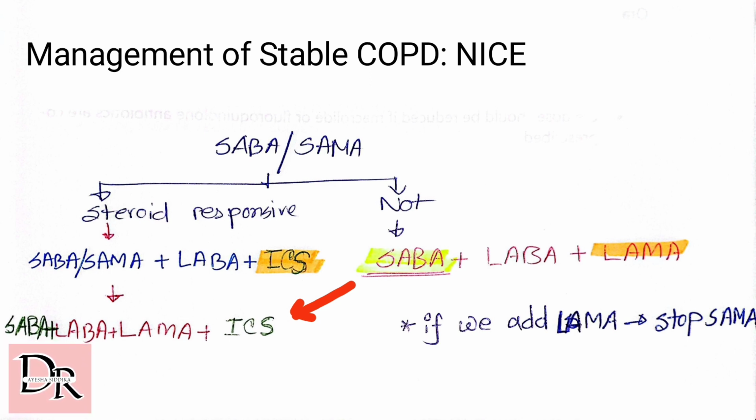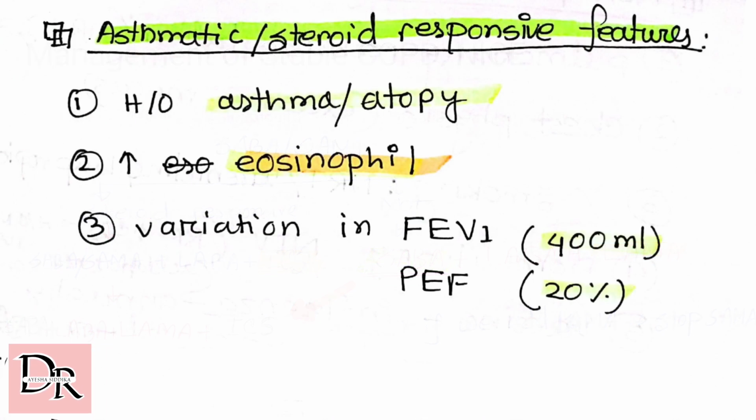Only we'll provide SABA LABA LAMA, LABA LAMA SABA. Okay. There are other options that we can use, but before that, I want to tell you the asthmatic or steroid responsive features. Like if there is a history of asthma or atopy, and there is increased level of plasma eosinophil count, and there is variation in FEV1 that is more than 400 ml, and diurnal variation of peak expiratory flow that is more than 20%.